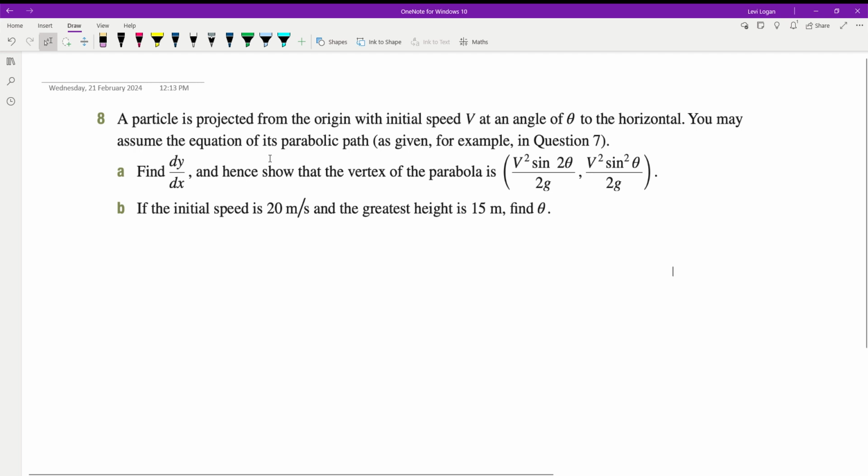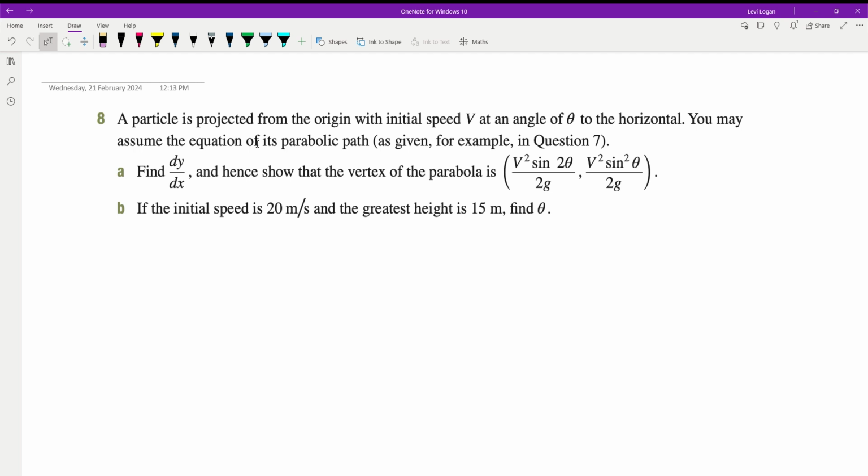In today's video we're going to be solving a student submitted question. This is one I've done with all my students in tutoring, so we're pretty much just going to do it. So this is a projectile motion question. A particle is projected from the origin with an initial speed of v and at an angle of theta to the horizontal. You may assume the path is a parabola.